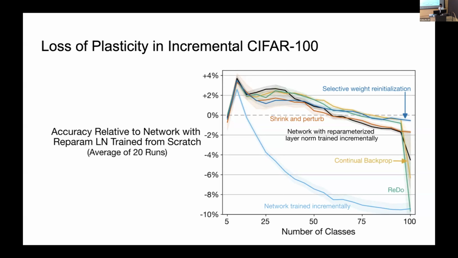And if you compare with the other two algorithms, continual backprop and ReDo, as I was saying, our algorithm reinitializes at the level of weights. These algorithms reinitialize units in a network, but that unit resetting does not make sense when you have attention layers. So those algorithms do not do anything, and they also strongly suffer from this collapse phenomenon at the end.